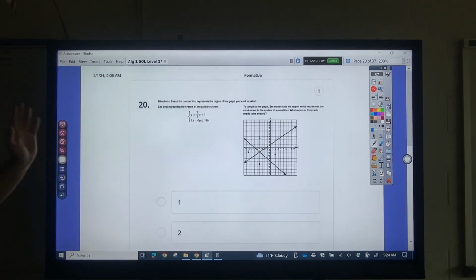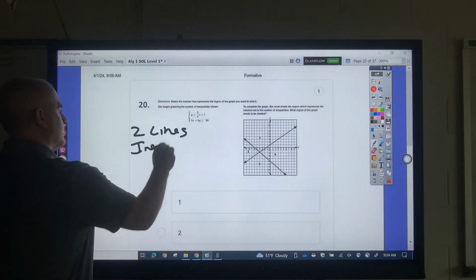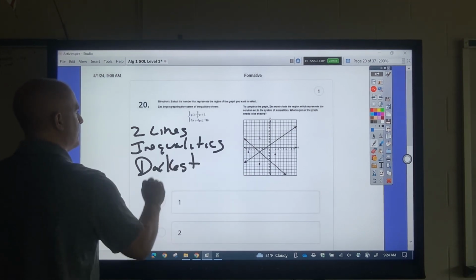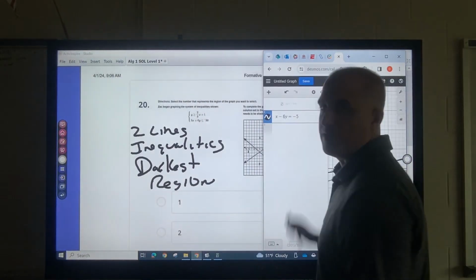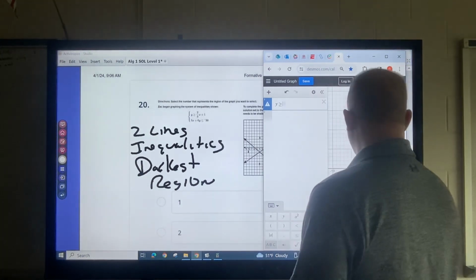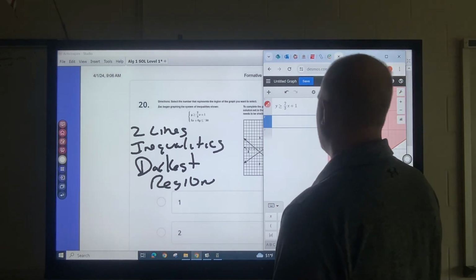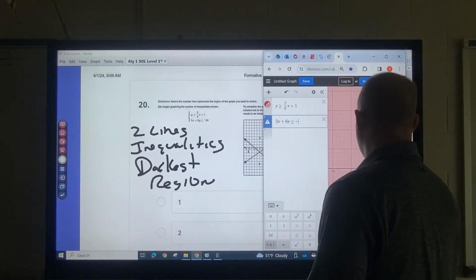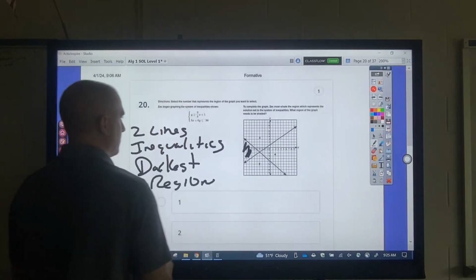Now, with the inequalities, two lines and inequalities, what I'm looking for is the darkest region. Once again, I'm going to put this into Desmos. I know it's pretty hazy and hard to see. You can probably see it on your Go Formative. So y greater than or equal to 2 divided by 3 x plus 1. Next line is 5x plus 6y less than or equal to negative 30. The darkest area is area 2, so what you should have selected is area 2.